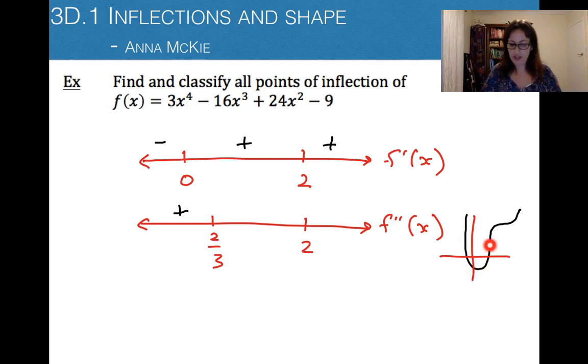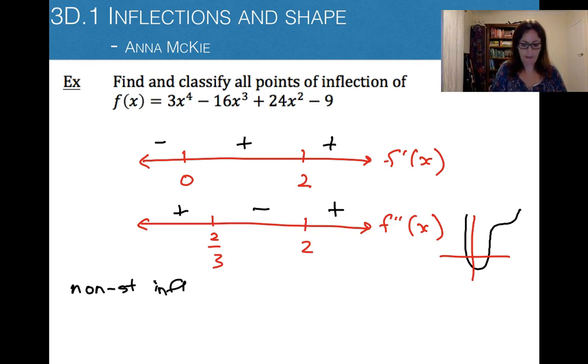Then where does it change? Somewhere in here, which would be our 2/3, and then the next portion, if you were to extend it out, would be part of a down curve, a concave down, and so that's negative there, and then it's positive after that. But we have to classify the points of inflection. So we have 2 points of inflection. One is stationary, one is non-stationary. So this one here is non-stationary, it's on the move. So we write non-stationary inflection, I'm just abbreviating that, and also a stationary inflection.